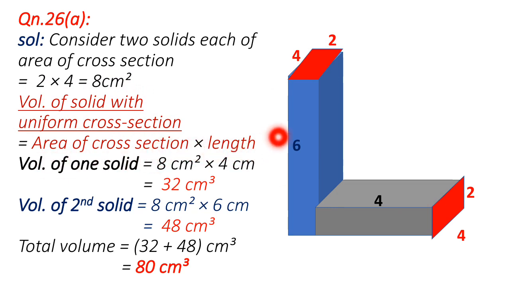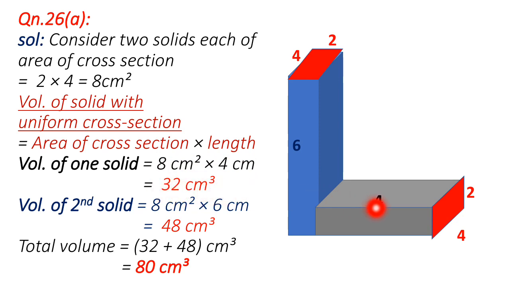That means the length up to which the area of cross section is continuous uniformly, correct. So here we have the volume of one solid that we can consider. 8 centimeter square is the area of cross section, and it is multiplied with that length up to which that area of cross section continues, that is this length, 4 centimeter, correct. So here 8 centimeter square is multiplied with 4 centimeter, and we have 32 centimeter cube as the volume of that one.